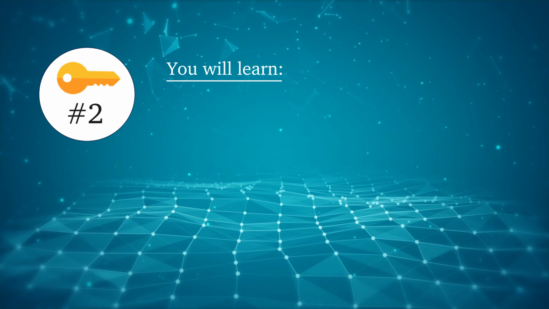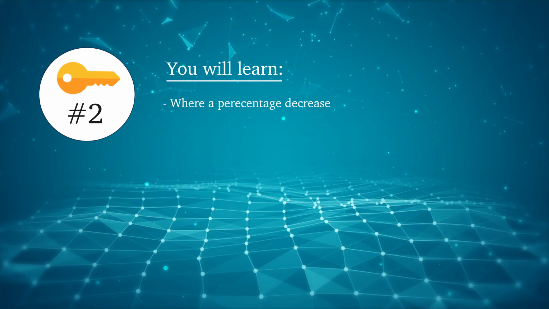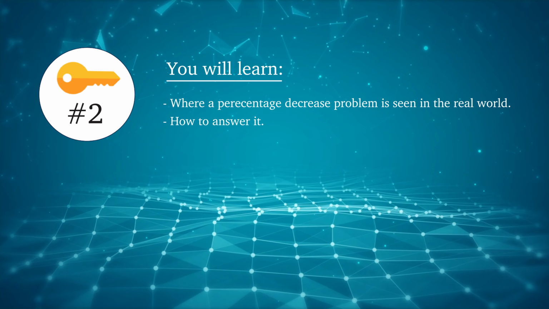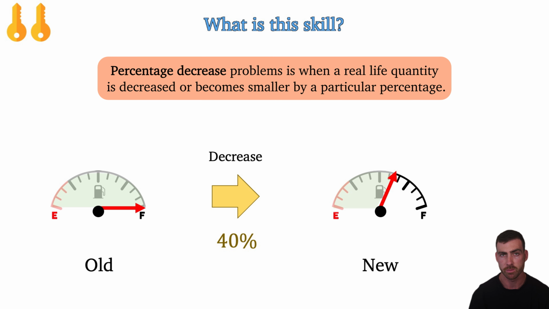So far, we have made quantities bigger using percentage increase, but percentages can also make quantities smaller. In this section, you will learn where a percentage decrease problem is seen in the real world and how to answer it. A percentage decrease problem is when a real-life quantity decreases or becomes smaller by a particular percentage.